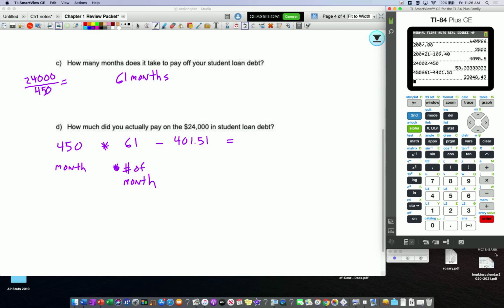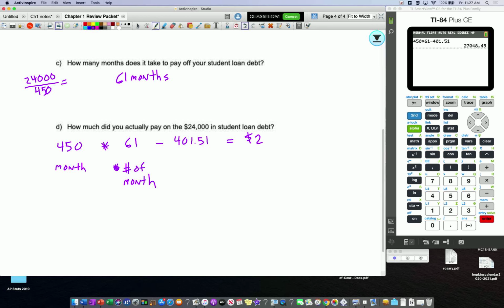Okay. Whoa, something went awry. Look, I subtracted 44. So I'm going to kind of clear that and type. I mistyped it. 450 times 61. That's why I always kind of subtract 401.51. Wow, $27,048.49. So I had to pay an extra over $3,000 on my college loans.